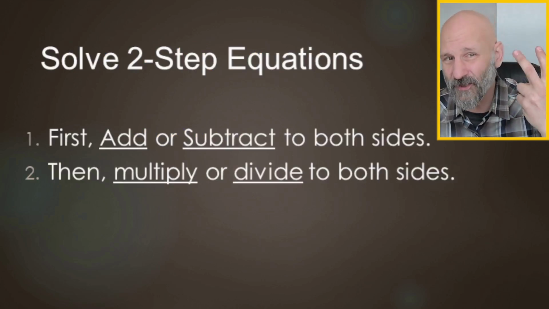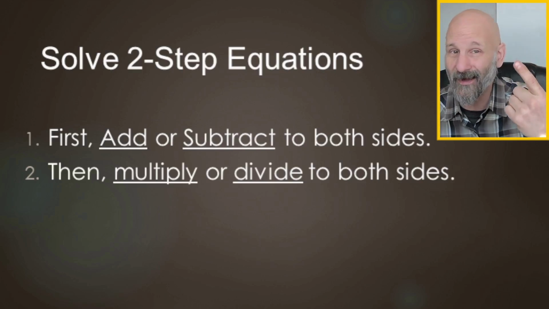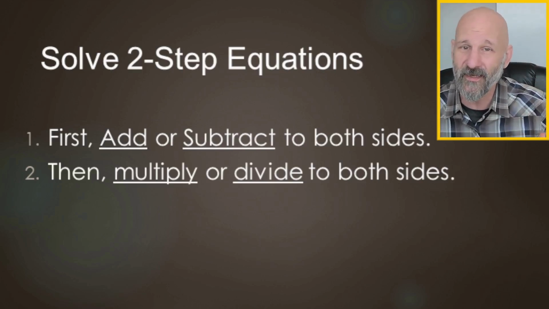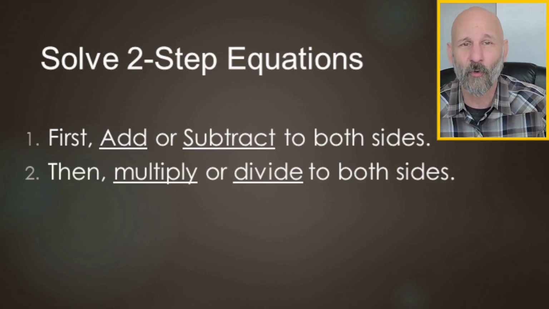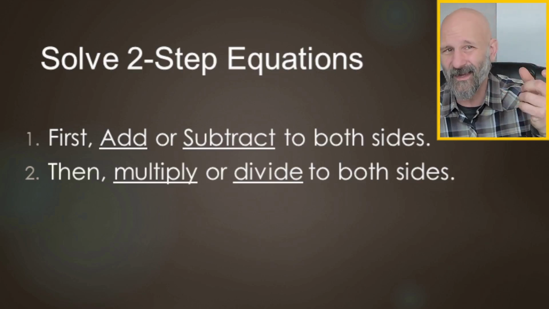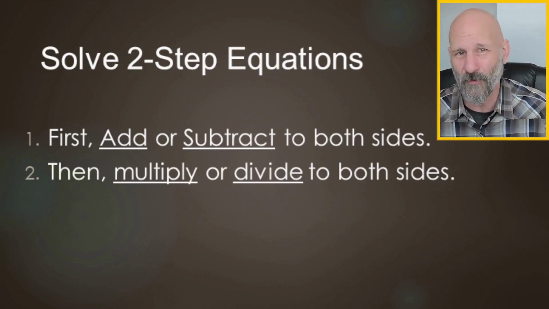So for the basic two-step equations, here's what the two steps are. First, you're going to add or subtract the same number to both sides, or the same value to both sides. And then number two, we're going to multiply and/or divide to both sides. And again, that's the same value there. So that's the basic layout for these first few examples.